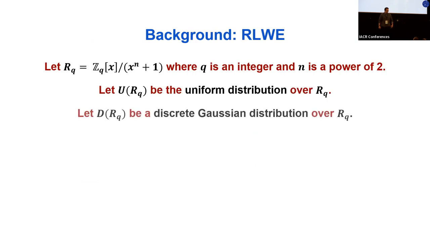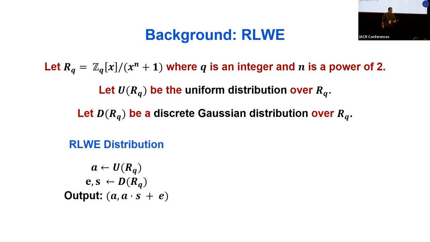Just very brief background on ring learning with errors. We have our polynomial ring, which is modulo a degree n polynomial. So our polynomials will have degree n minus 1, so they'll be represented by vectors of length n.